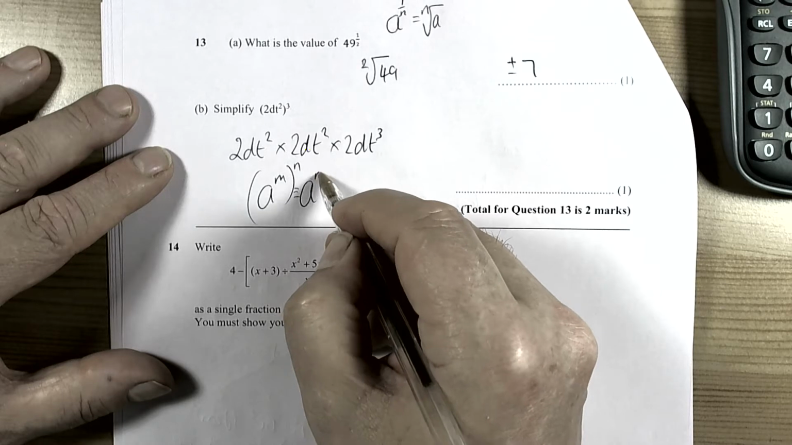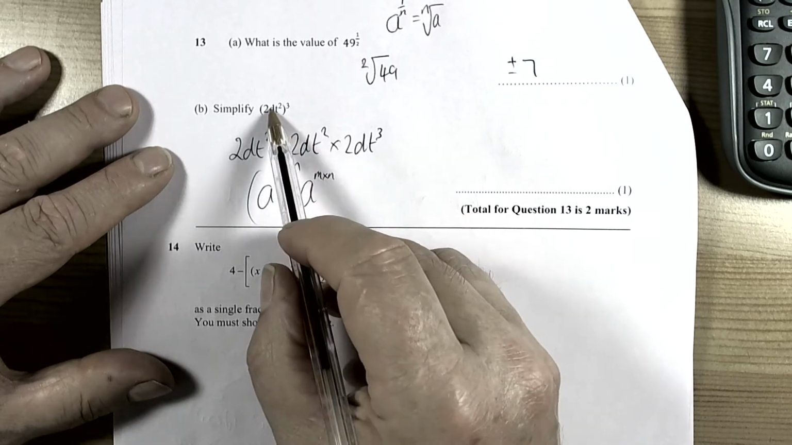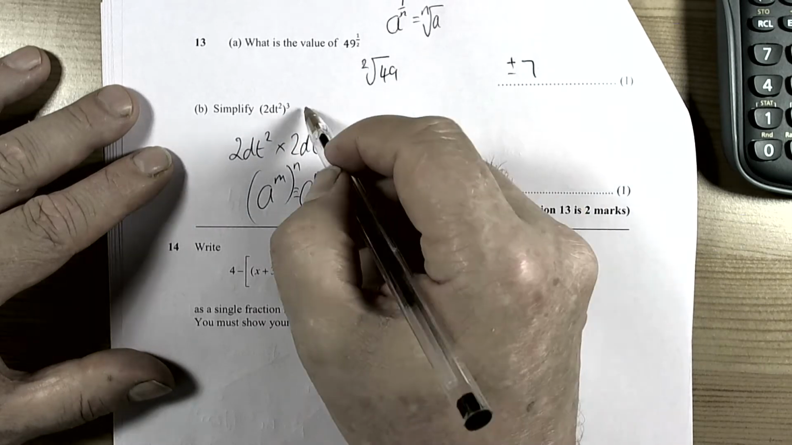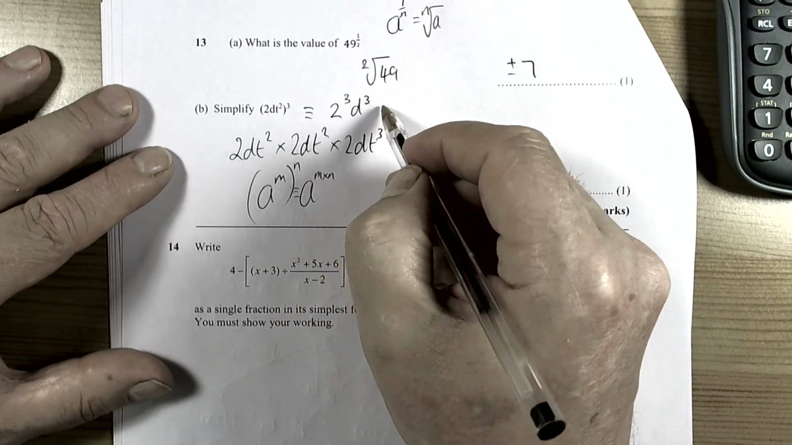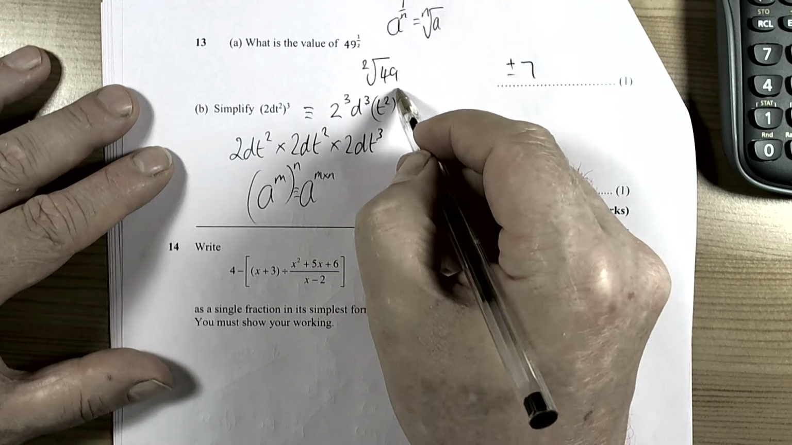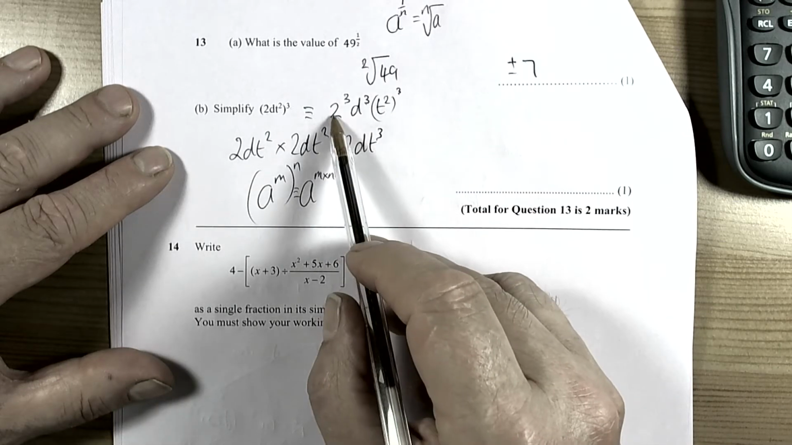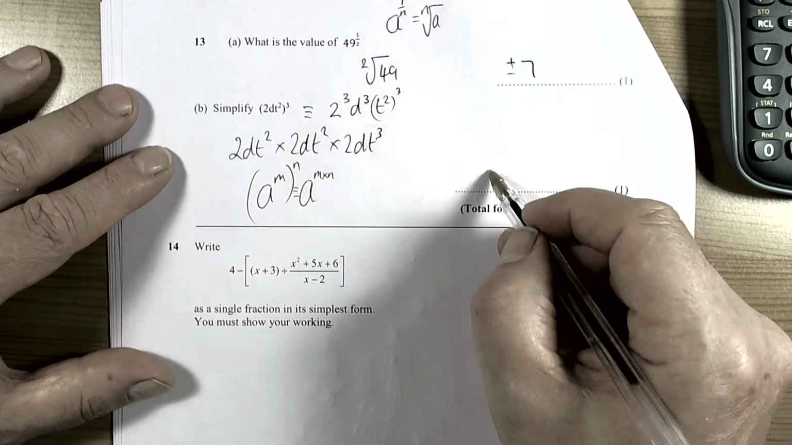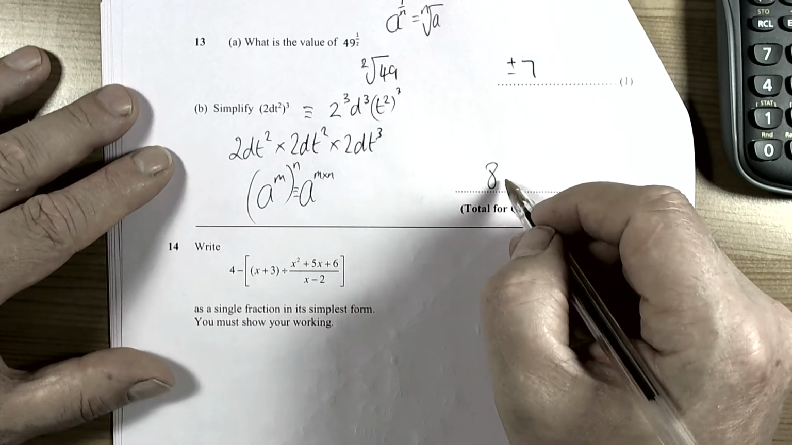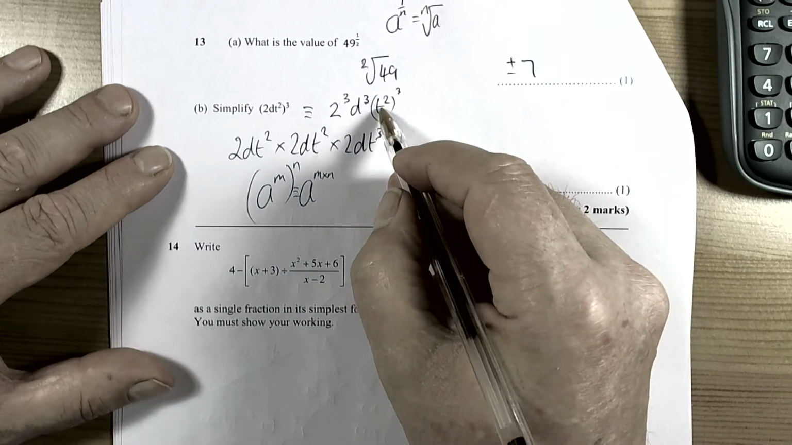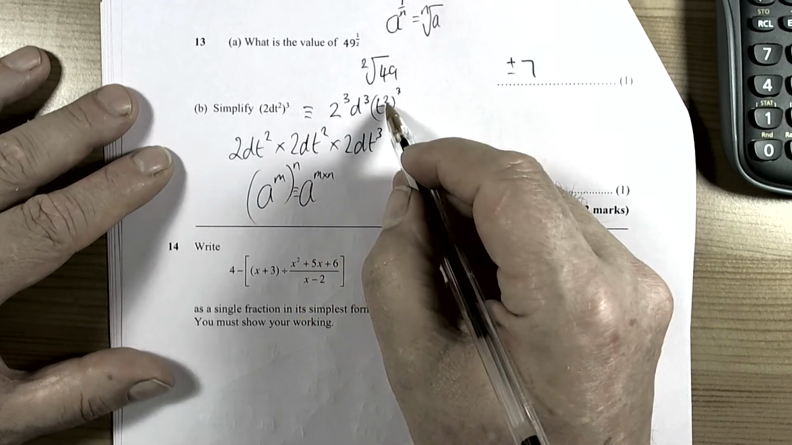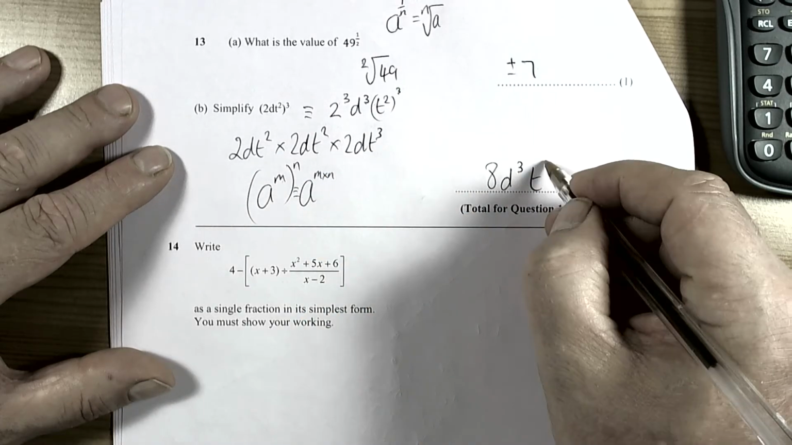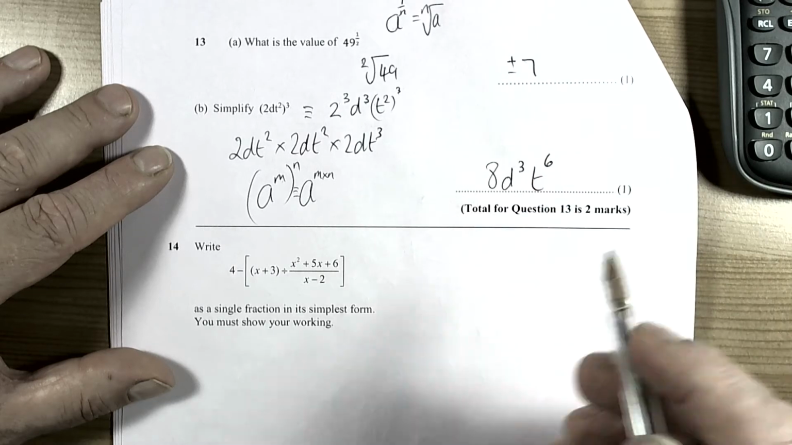multiplying the two powers. So we could change this into an equivalent, and the equivalent would be 2 cubed, d cubed, (t squared) cubed, and then literally work out what each of these is. So 2 cubed is 8, d cubed is just going to be d cubed, but for (t squared) cubed, the rule says when you raise a power to a power, you multiply the powers, so 2 times 3 is 6, so t to the power of 6.